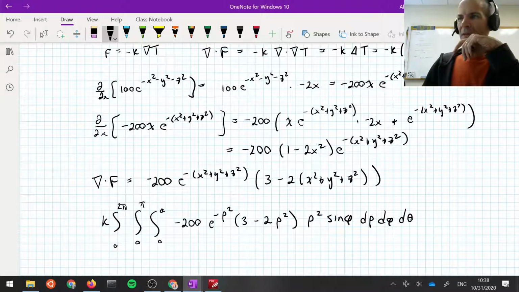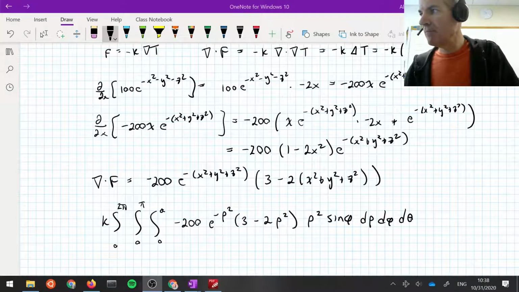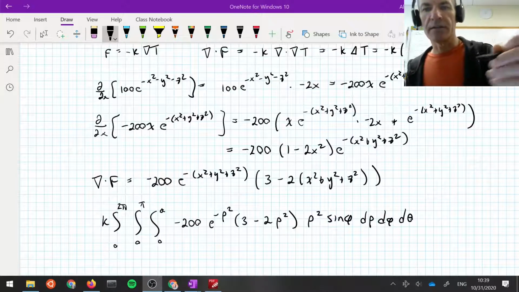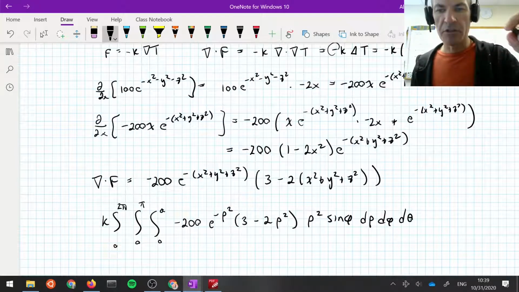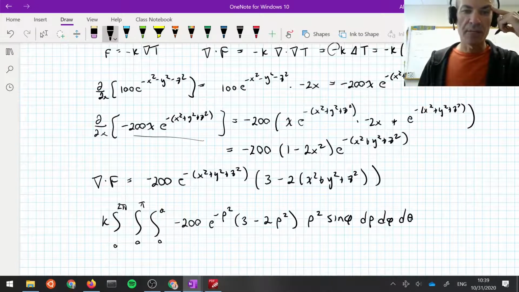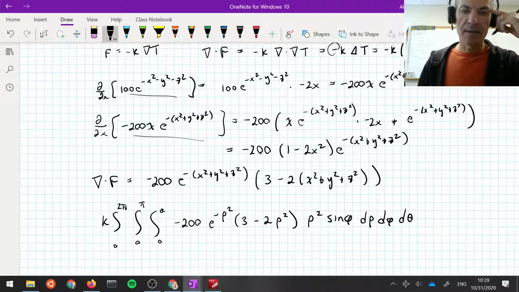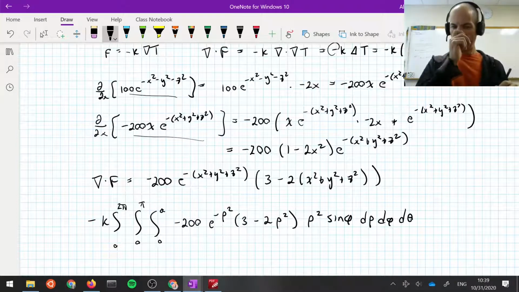All right, maybe I have a sign error here. Let me pause for a second. Okay, yeah, I definitely have a sign error here. There's a sign that comes from the original Fourier's law expression, and then there's a sign. Notice here, I'm just differentiating the exponential part of the function, not the k. So there's actually an extra sign here. All right, it's all good.